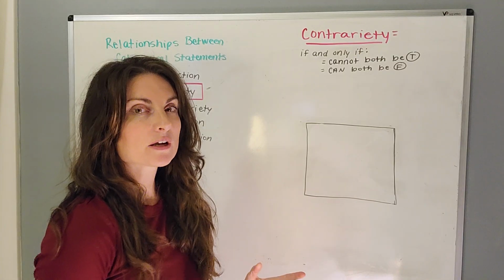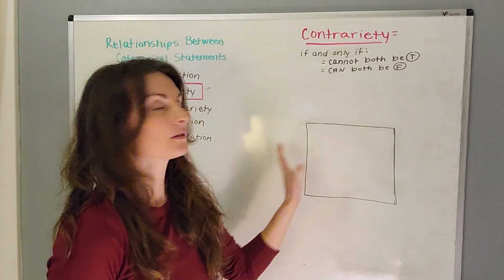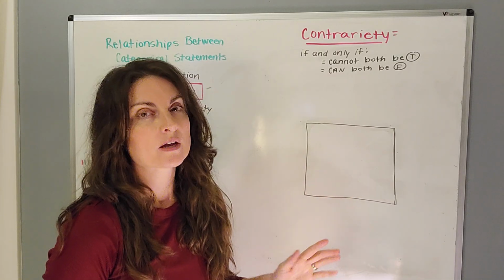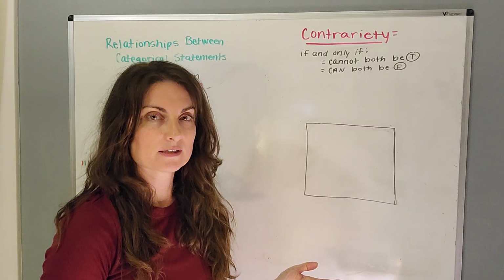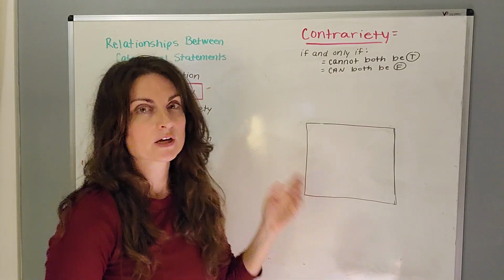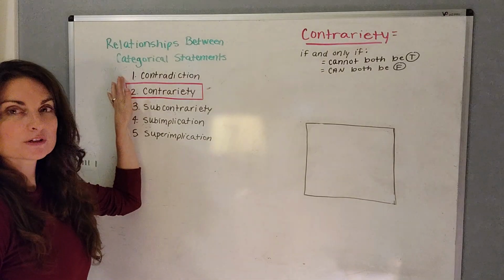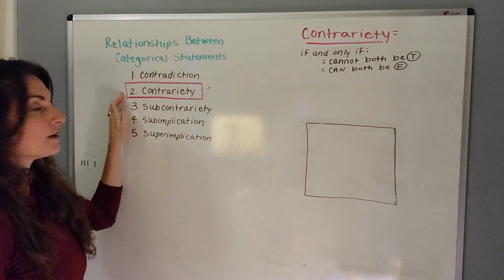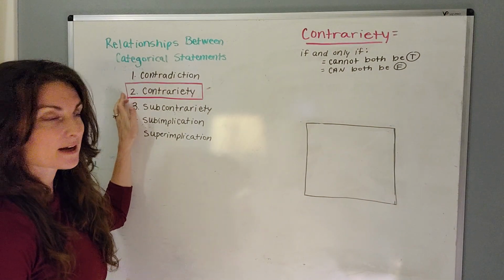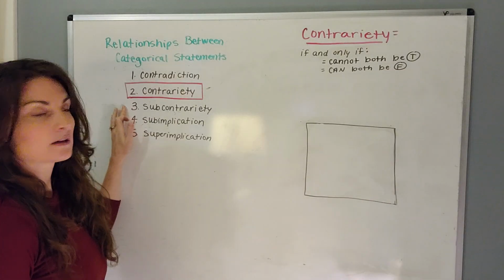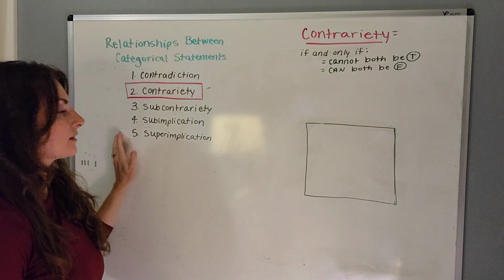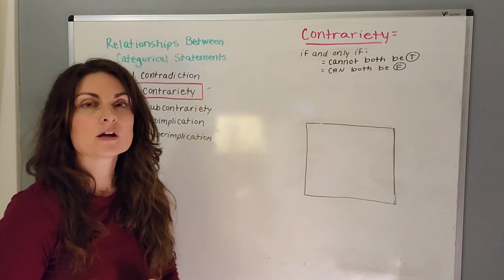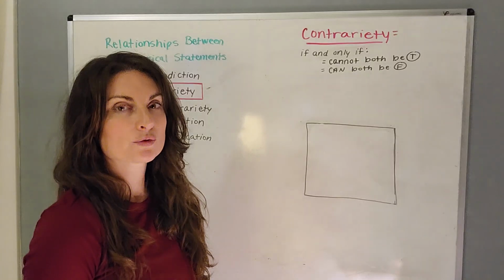So we are now talking about the categorical statements on the square of opposition and the relationships they share with one another. As we discussed in the previous lesson, there are 5 relationships. I have them here. They are contradiction. This is the one we talked about previously. Contrariety. This is what we're going to be talking about today. Subcontrariety, subimplication, and superimplication.